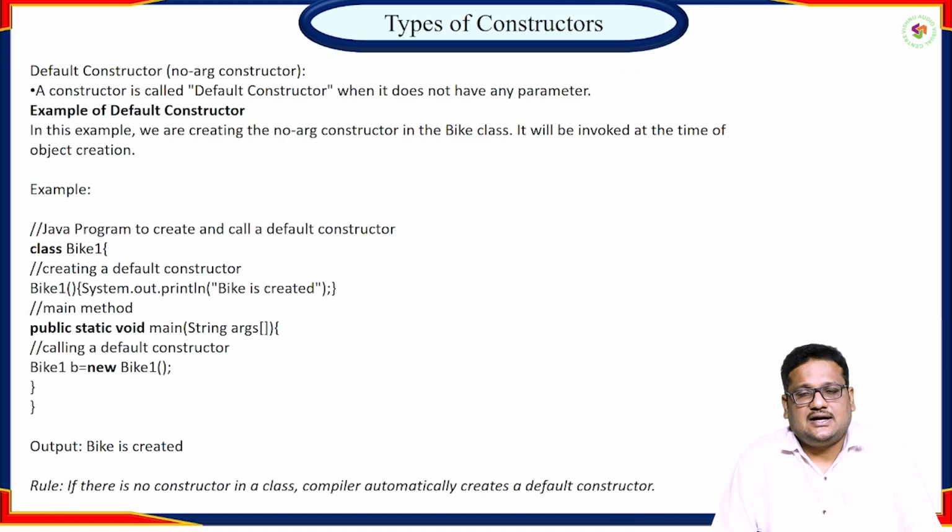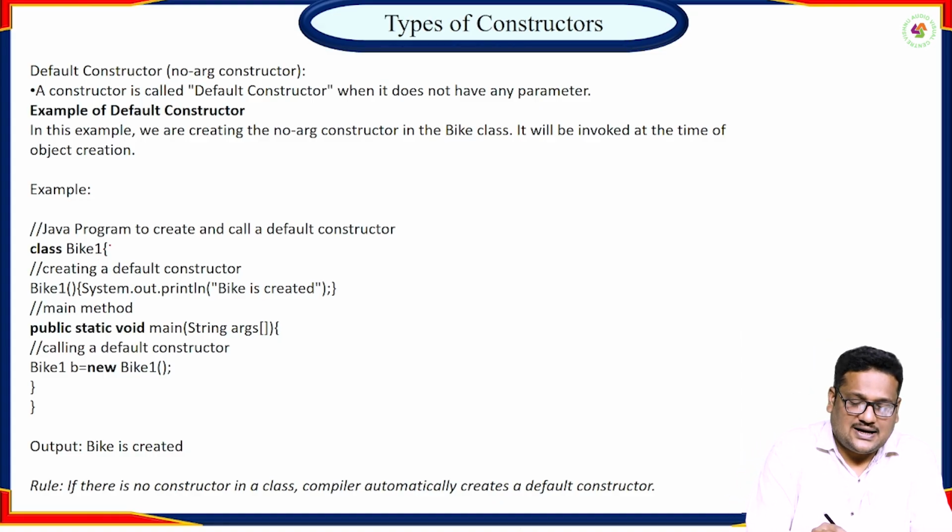The first category of constructor is the default constructor. A constructor is called a default constructor when it doesn't contain any parameter. So, an example of a default constructor. In this example, we are creating the no-argument constructor in the Bike class. It will be invoked at the time of object creation. Object means here instance. If you see the program, I have taken a class Bike1. What is the name of the class here? Bike1. The name of the constructor is also Bike1.